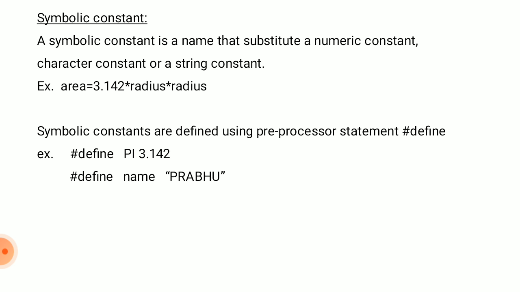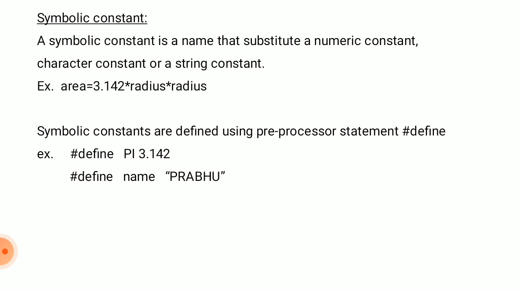Now there is another concept called symbolic constant. So symbolic constant is a name that substitutes a numeric constant, character constant or a string constant. Constant means there is a fixed value. That value we can replace by any other number, any other value, that is, it may be numeric, it may be a character, or it may be a string constant also, right.